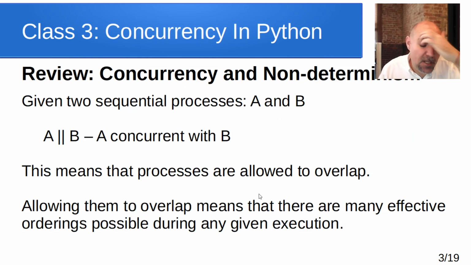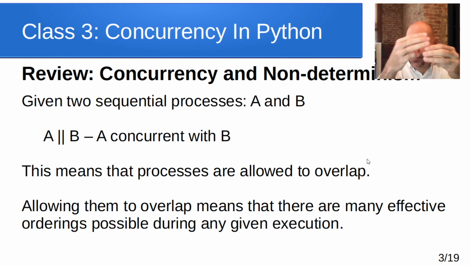So first off, concurrency and non-determinism, quick review of that. If we have 2 sequential processes, we'll call them A and B, and they are executed concurrent with one another. So A concurrent B, here's our concurrency operator being illustrated. So A concurrent with B, that means the processes are allowed to overlap their execution. And that ability for them to overlap means that they have a lot of different effective orderings possibly as they're executed.